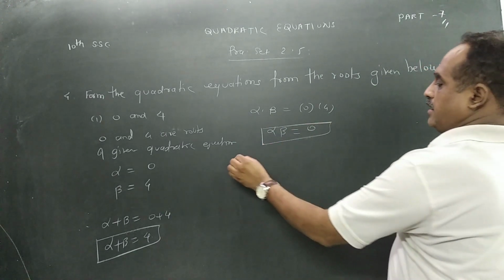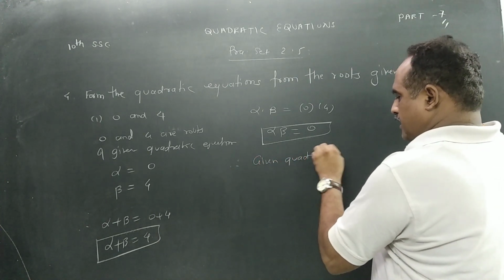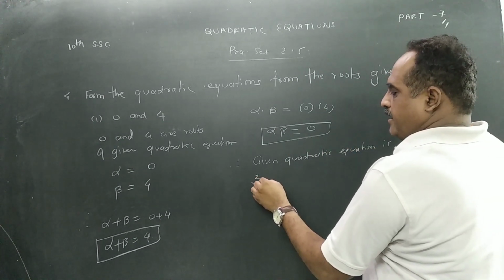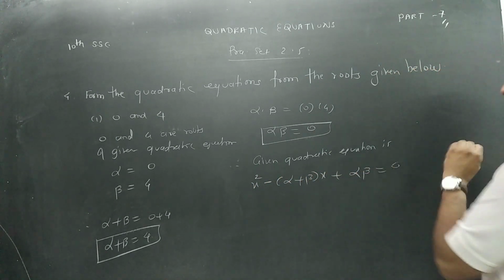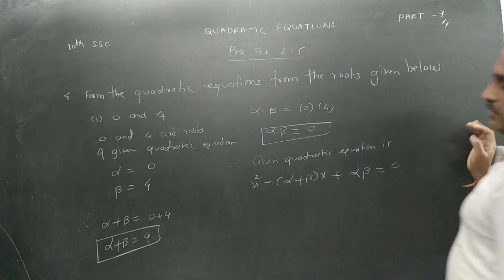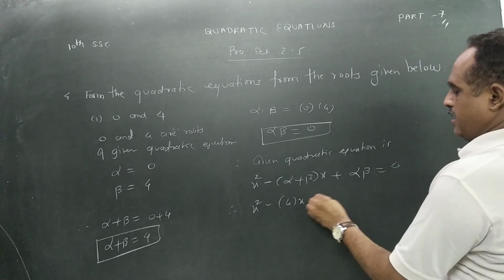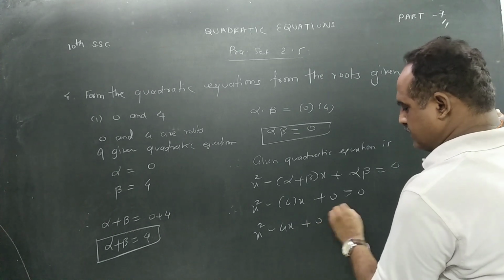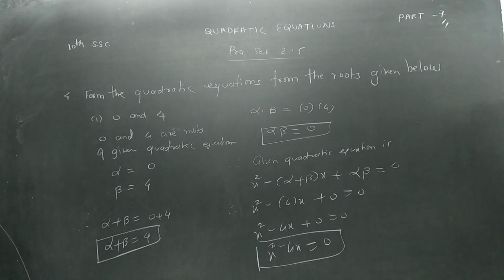Therefore, the given quadratic equation is x square minus (alpha plus beta) x plus alpha into beta is equal to 0. You should know this formula, otherwise you're not able to do this question. Okay, therefore x square, my alpha plus beta is nothing but 4x, plus 0 is equal to 0. We are getting x square minus 4x plus 0 is equal to 0, or x square minus 4x is equal to 0 is the quadratic equation.